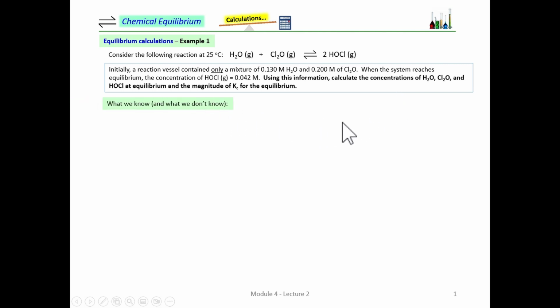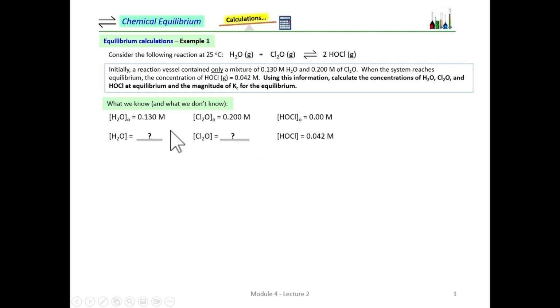So what do we know and what don't we know? Well, we know that the initial concentration of water vapor is 0.13 molar, the initial concentration of dichlorine oxide is 0.2 molar, and that the initial concentration of HOCl is zero. We know that because the way the problem stated, we didn't start with any of the HOCl. We just started with water and dichlorine oxide. We then let the system react and we got HOCl concentration at equilibrium to be 0.042. So there's no product to start with.